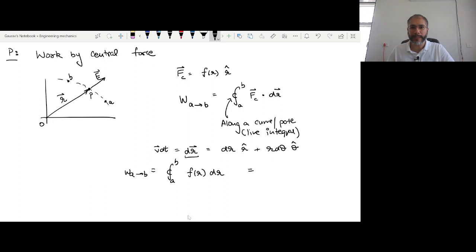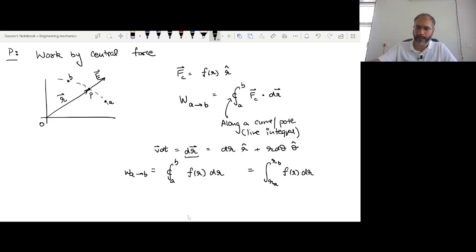It only depends on the initial r value and the final r value, that is the scalar r, the distance from the center O. There is no dependence on the path. If there was a dependence on path, then you would have a dependence on theta as well, and r and theta would be related through some relationship that will define the path. But here there is no dependence on the path.